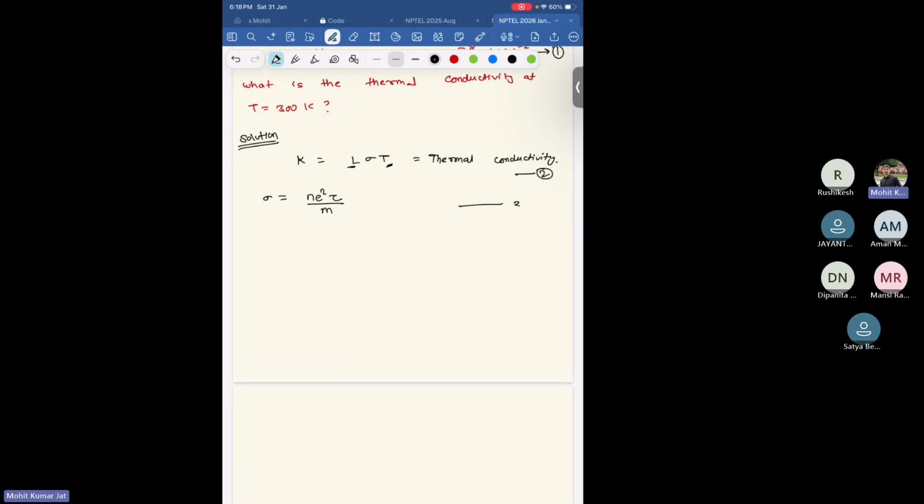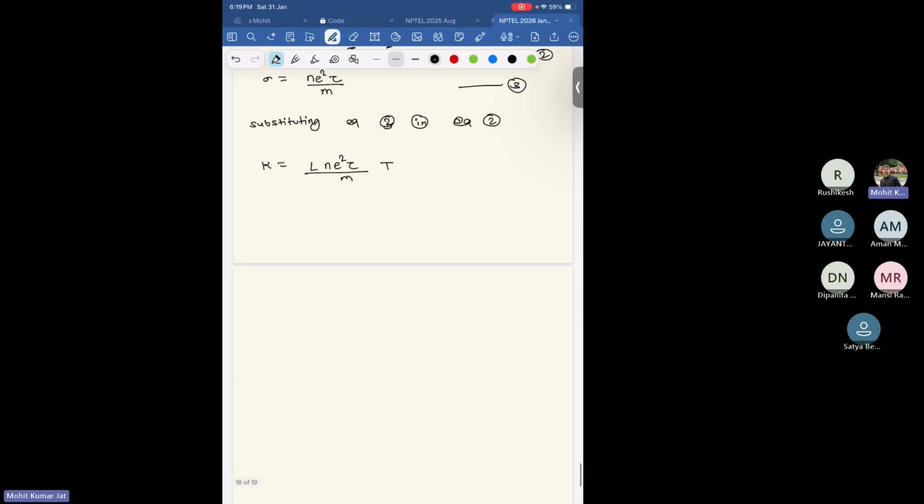So now substitute. Let me call this equation 2, this equation 3. So substituting equation 3 in equation 2, what you will get is K equals L n e square tau by m times the temperature. So what it tells is, if you know the electrical conductivity of a metal at any temperature T, then you can tell precisely what its thermal conductivity K will be, and that's kind of a universal law, right?